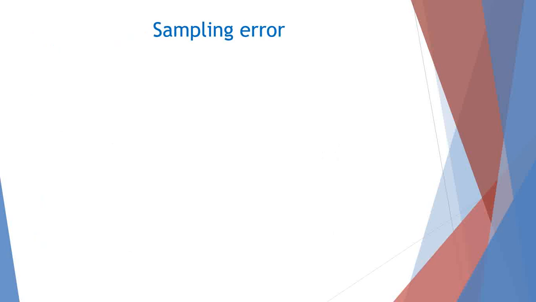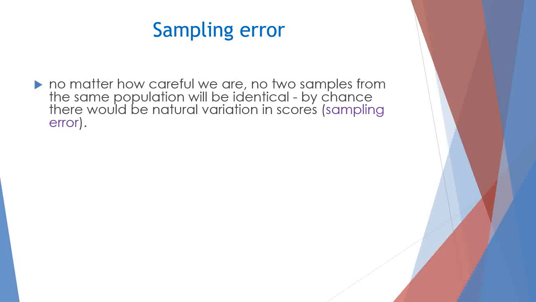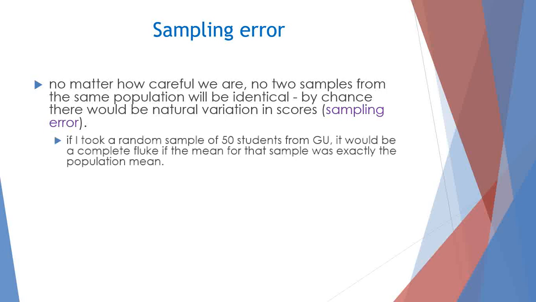So you probably heard just a little bit about sampling error in your early statistics classes, and then just filed it away and forgot about it. But no matter how careful we are, no two samples from the same population will be identical. By chance, there will be natural variation in scores, and we call this sampling error. If I took a random sample of 50 students from Griffith University, it would be a complete fluke if the mean for that sample was exactly the population mean.